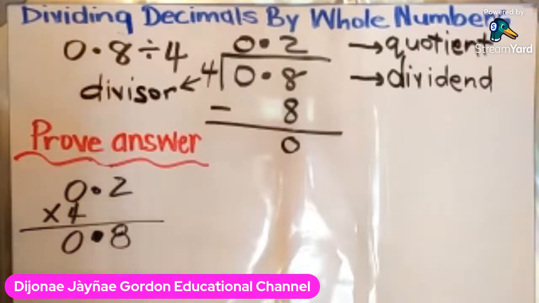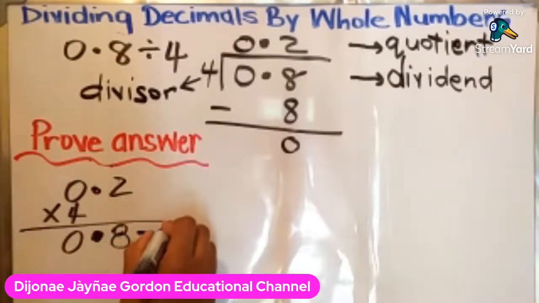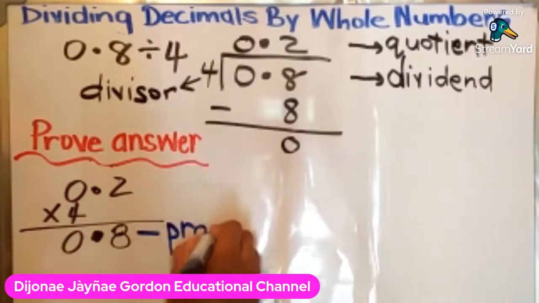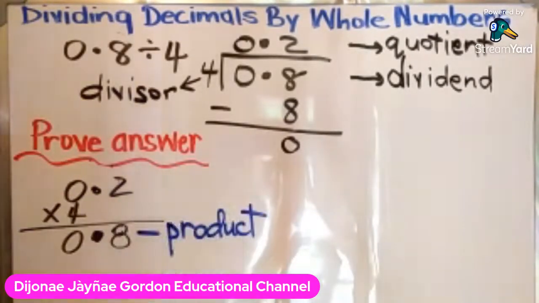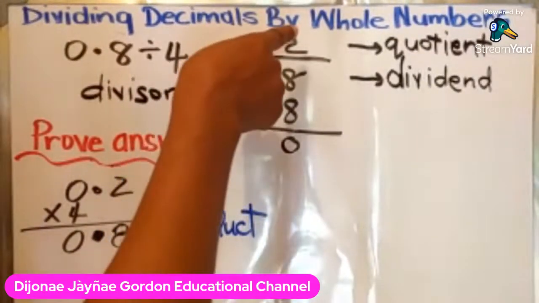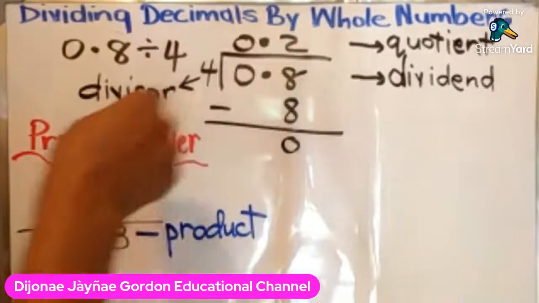All right. So, of course, the answer that you get in a multiplication problem is your product. All right, that's your product. All right, so your product and your dividend should be the same. All right, and of course they are. So in this case, that is telling us that our quotient is correct.